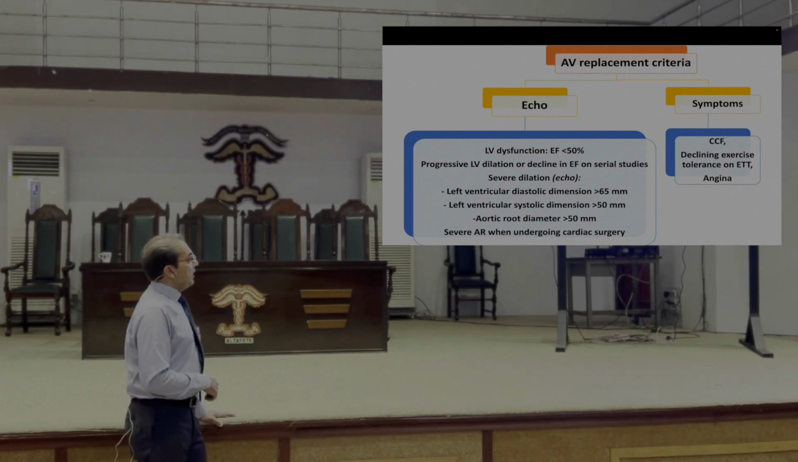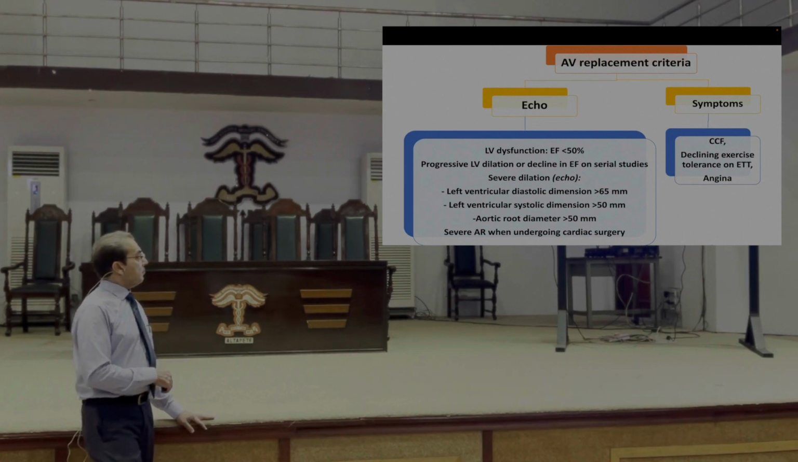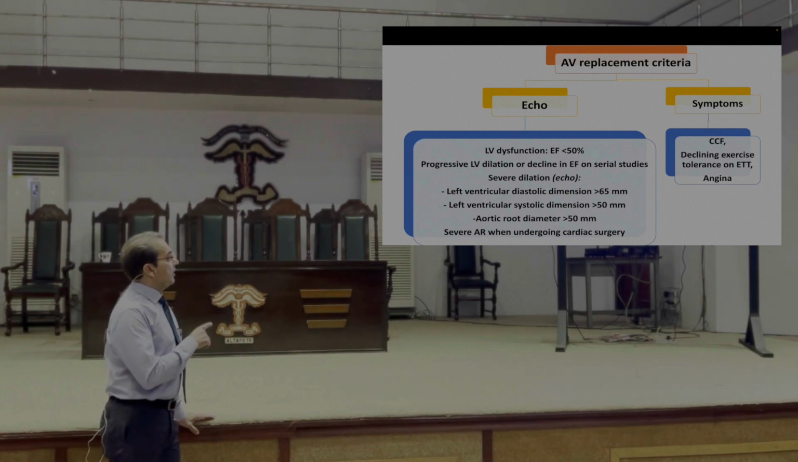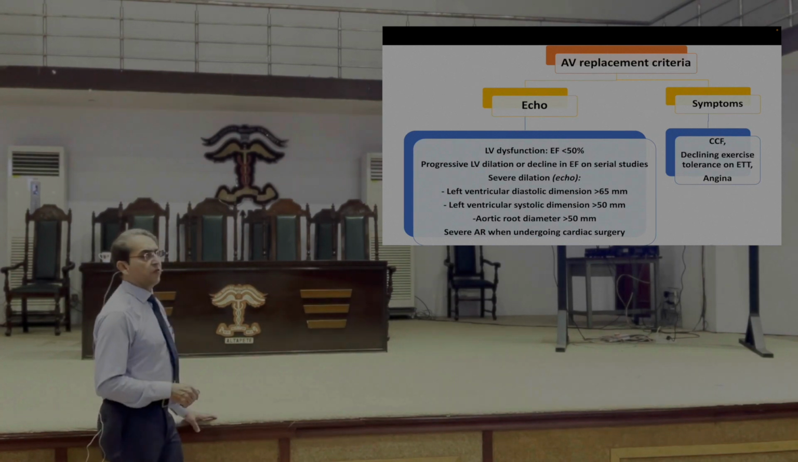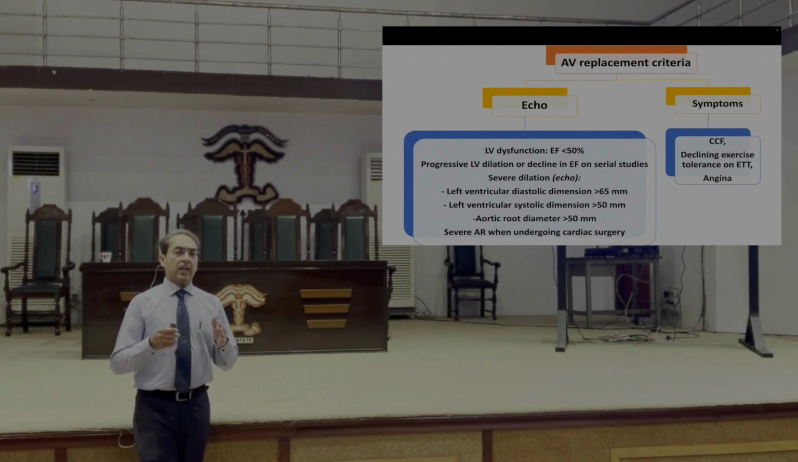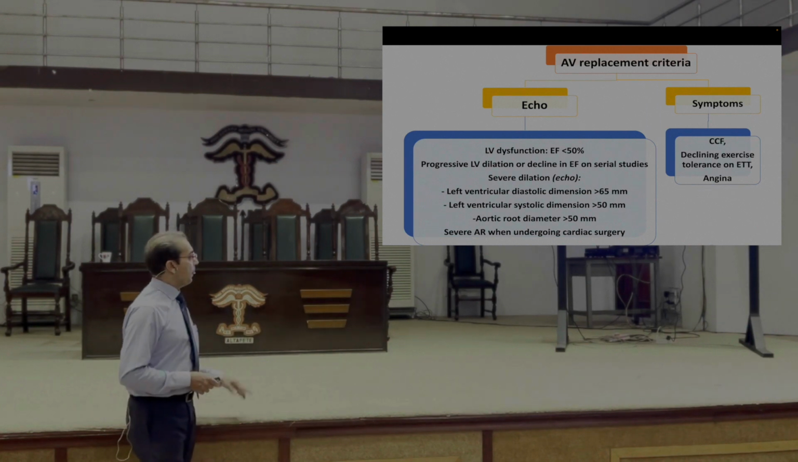On echo, if the EF, the ejection fraction, is less than 50%, or there is progressive LV dilatation or decline in EF on serial studies. If you do serial studies, an echo every 6 months, and you find the LV size is increasing and the ejection fraction is decreasing, you decide about surgery.